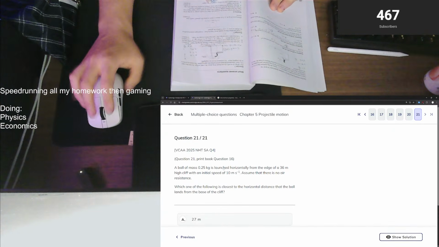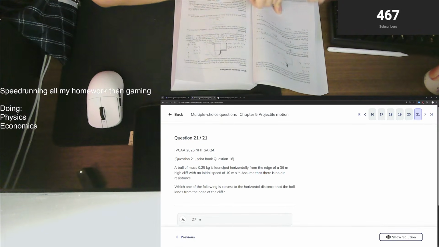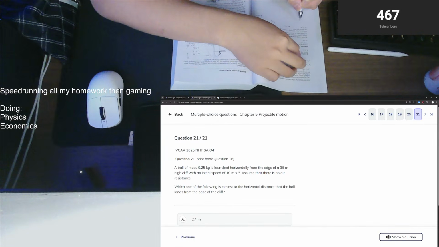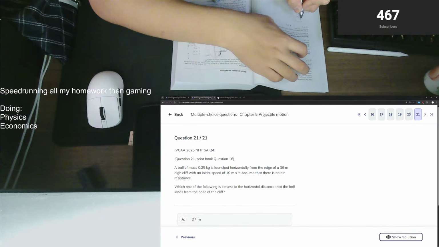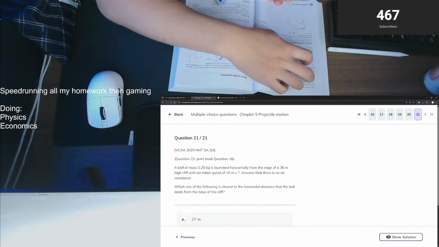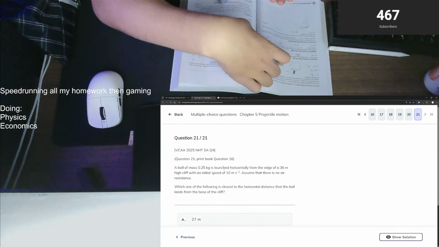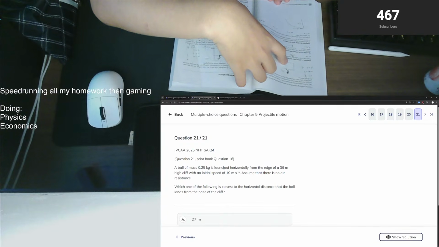A ball of mass is launched horizontally from the edge of a 30 meter high cliff with an initial speed of 10 meters a second. Hold on, assume that there's no air resistance. Which one of the following is closest to the horizontal distance that the ball lands from the base of the cliff?